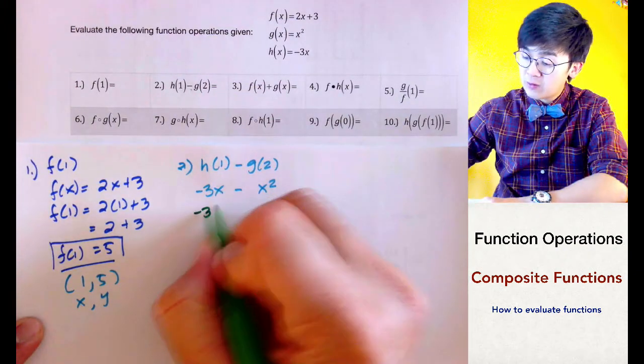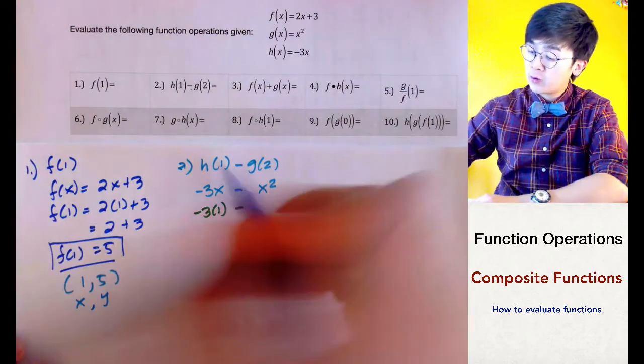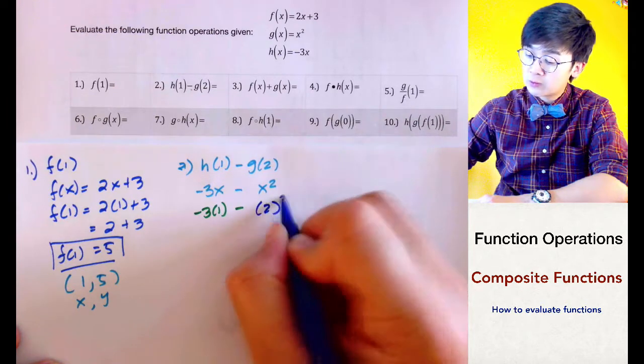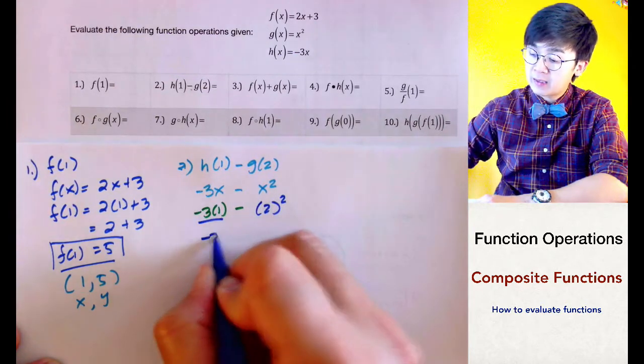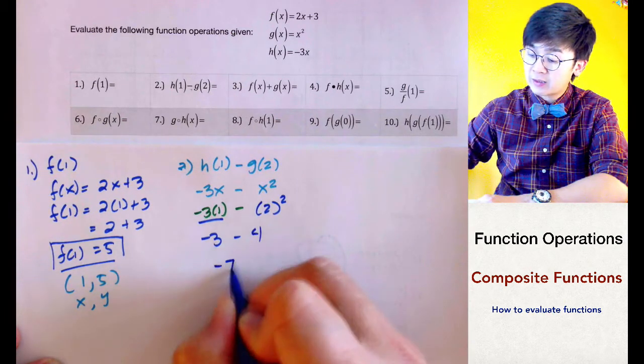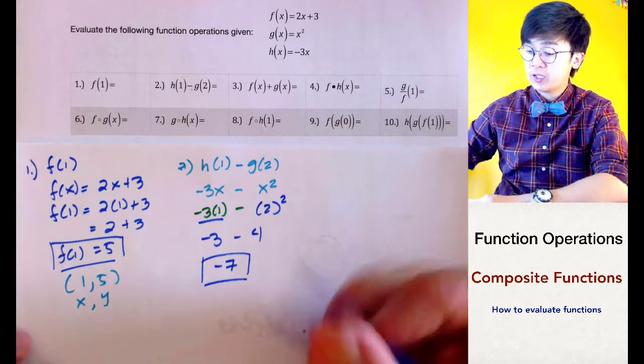So we'll have negative 3 times 1 minus g of 2, where x squared will become 2 squared. So we have negative 3 minus 2 squared, which is 4. So this is equal to negative 7. So that is the value of h of 1 minus g of 2.